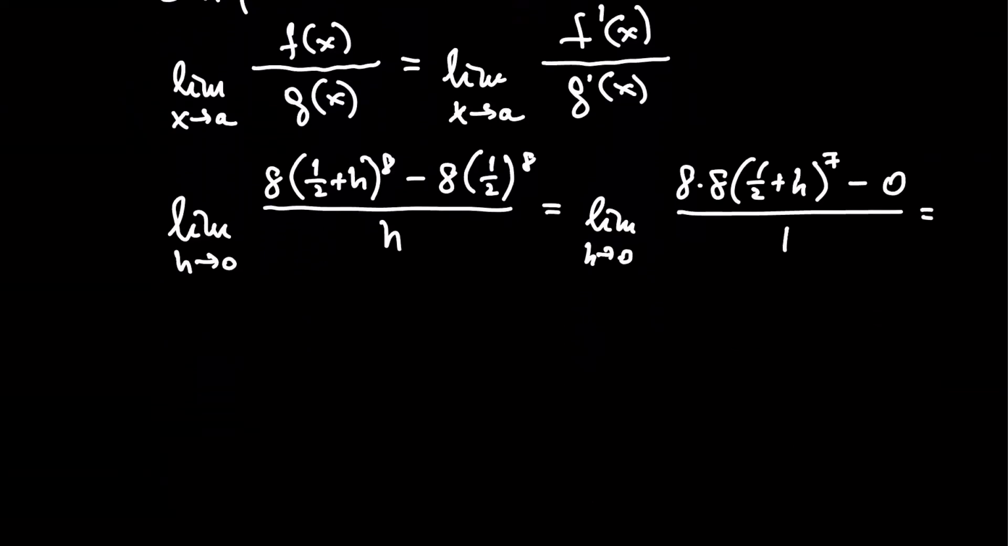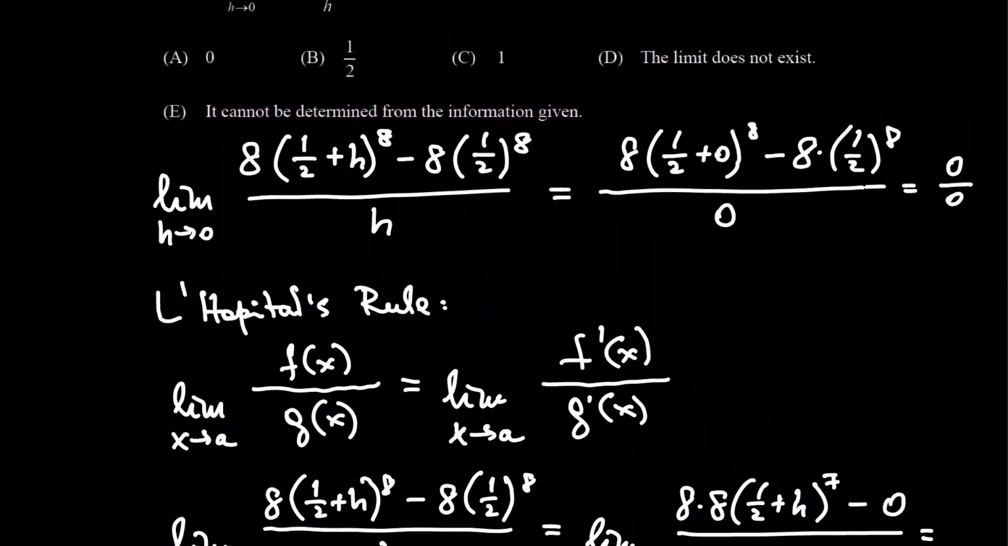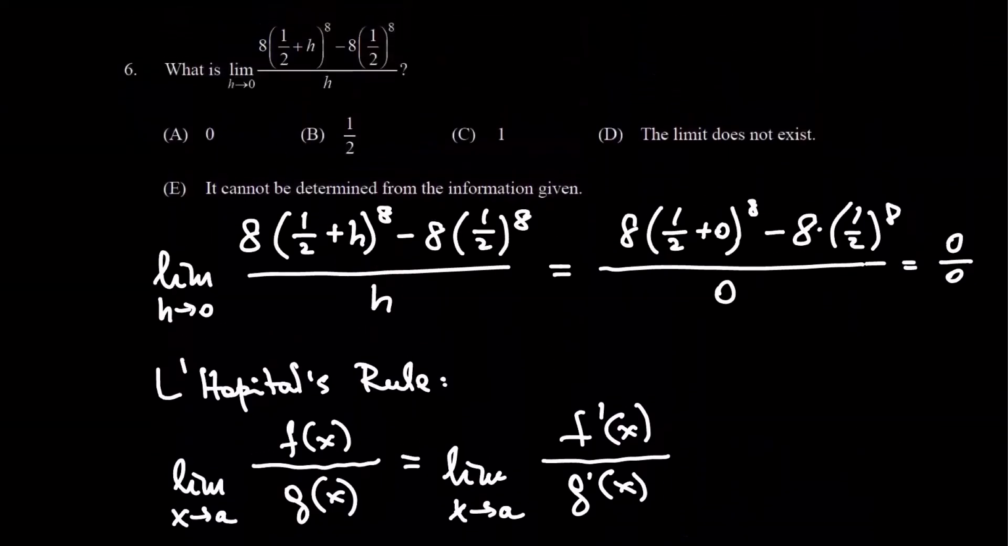Now we can try to plug in h equals 0 into this expression. This is equal to 8 times 8 times (1/2 plus 0) to the 7th power minus 0 divided by 1, which is 8 times 8 is 64, times 1/2 to the 7th power. And this is equal to 64 over 128. And they're both divisible by 64, and this is 1 over 2. So the answer to this question is 1 over 2. The answer is B.